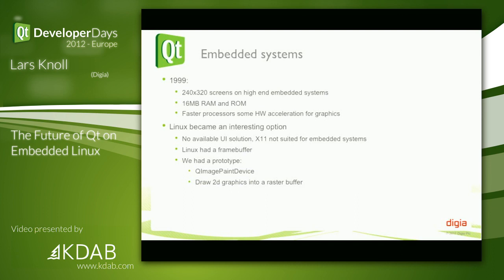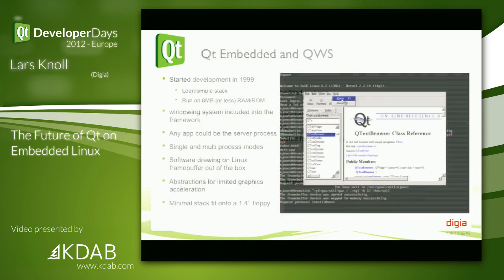But what was there was that Linux had a frame buffer, so you could draw into it. And we had in the early days there, that was during Trolltech times, we had a prototype which was called QImagePaintDevice, where we could draw into actually a memory buffer. We got the idea that fits actually very well together. We can use that to draw 2D graphics into a raster buffer. If we make that raster buffer the frame buffer, we actually have something where we can draw to the screen. And that was basically the starting point, the initial idea for doing something on Qt, for Qt Embedded.